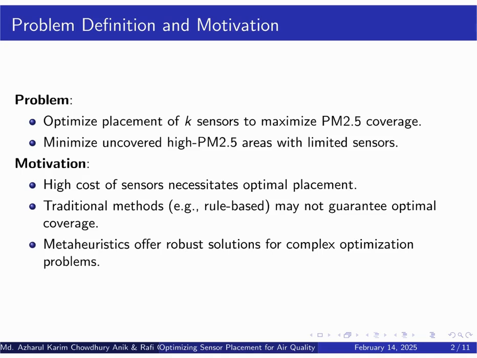Air pollution is a major environmental concern, with PM 2.5 being a significant contributor to respiratory and cardiovascular diseases. Deploying air quality sensors is crucial, but high cost necessitates optimal placement to ensure maximum coverage with minimal redundancy. Traditional approaches such as rule-based greedy algorithms do not guarantee the best placement. Meta-heuristic approaches like simulated annealing and genetic algorithms provide robust solutions for such complex optimization problems. Our objective is to maximize PM 2.5 coverage while minimizing the number of sensors required.